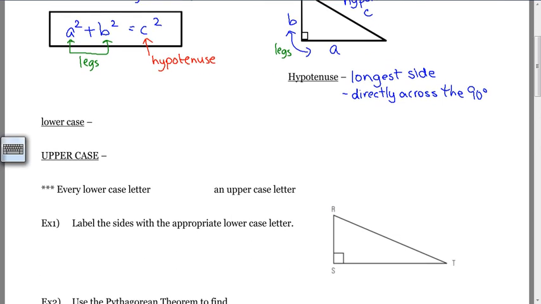Lowercase letters represent side legs. And this is a very important concept because you learn it again later in your Foundations 20. Uppercase letters represent the angles of the triangles.